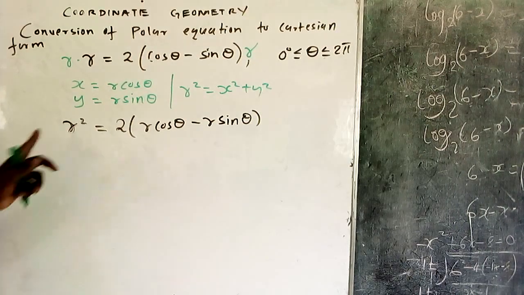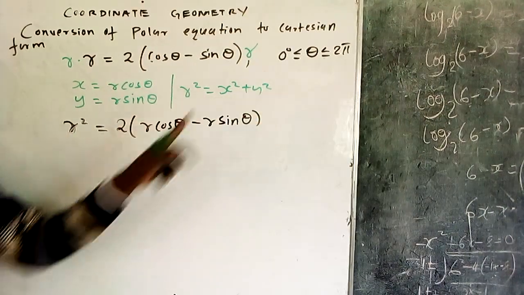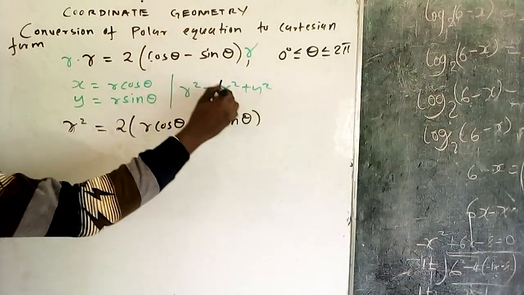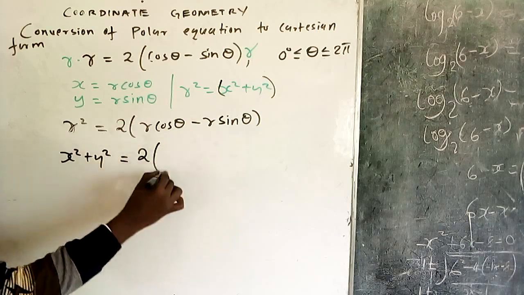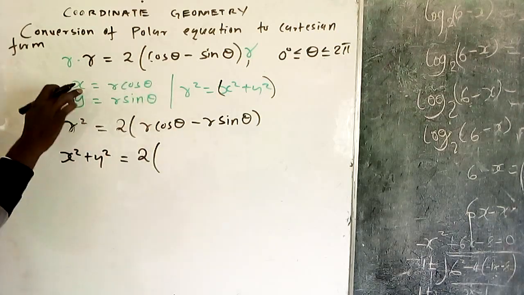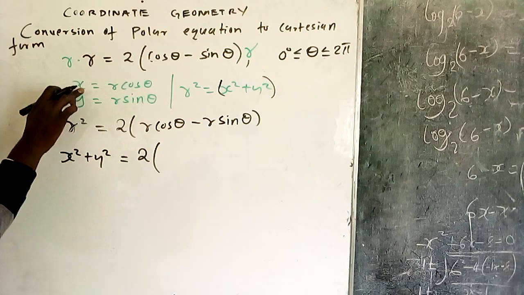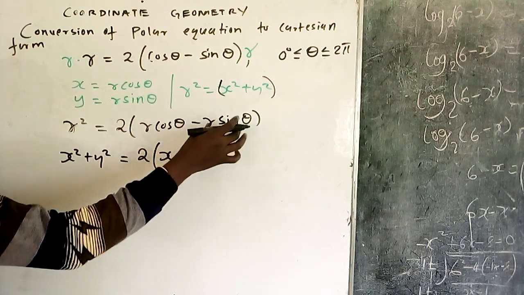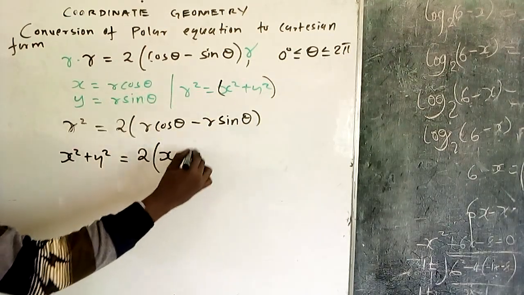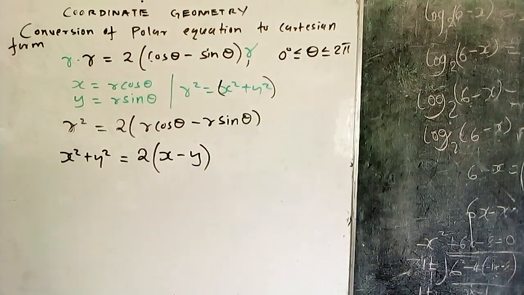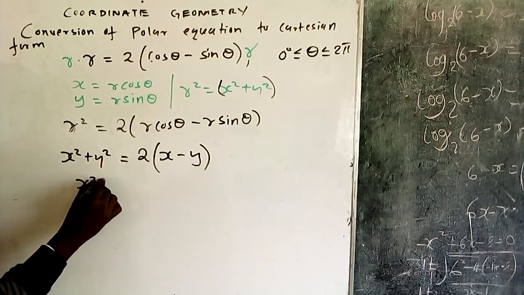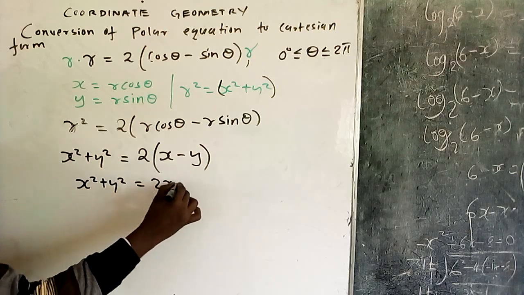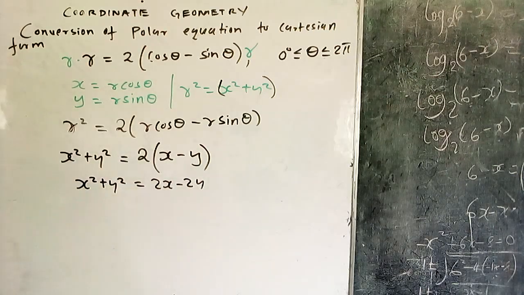So from there, where there is r squared, you put x squared plus y squared. Then we have 2 into r cos theta. What is r cos theta? R cos theta is x. Then it is minus r sin theta, which is y. So if you open this bracket, you will get 2x minus 2y. So we have x squared plus y squared is 2x minus 2y. So you bring them on this side of the equation.